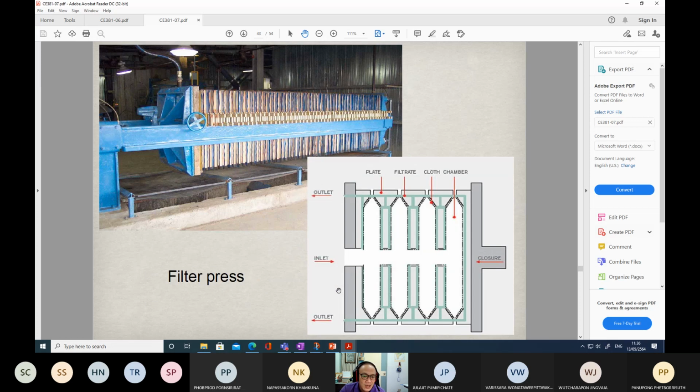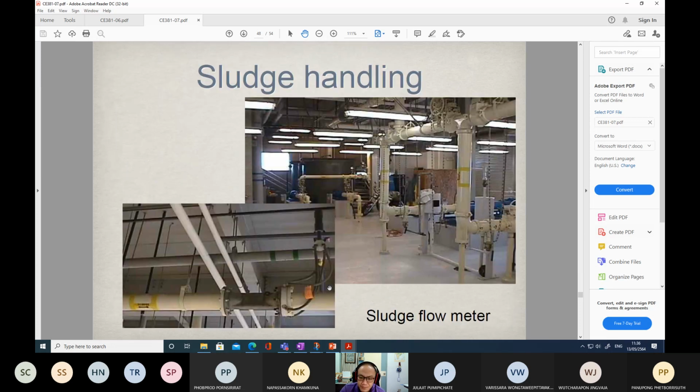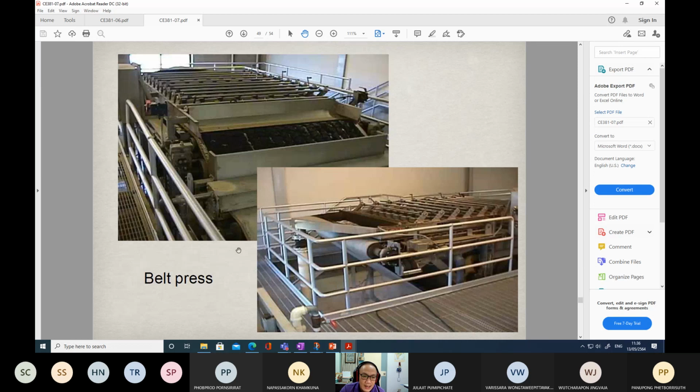The figures showing here are photos I have taken from Nong Kham wastewater treatment plant, which is one of the treatment plants belonging to the Bangkok Metropolitan Authority.